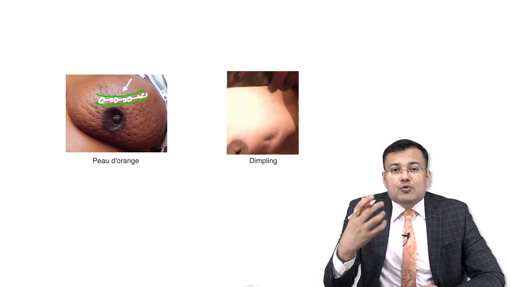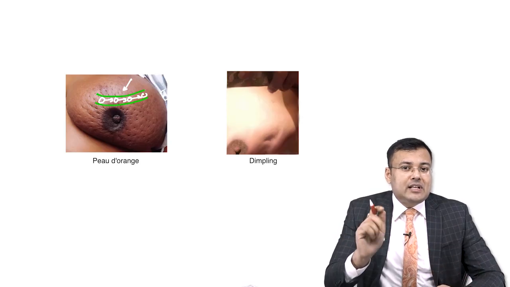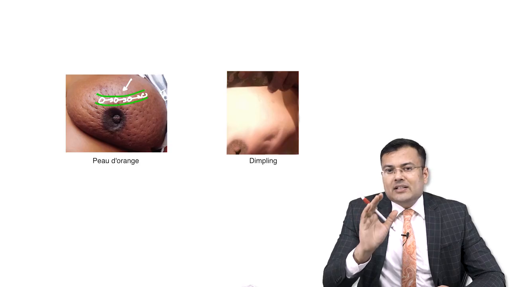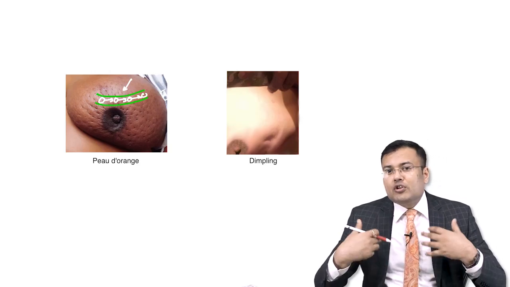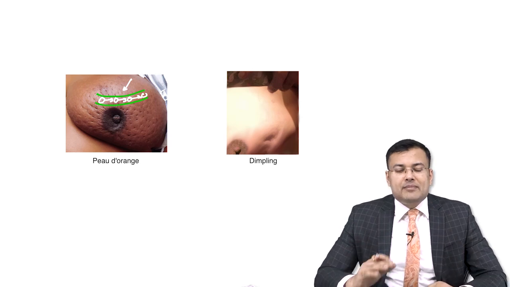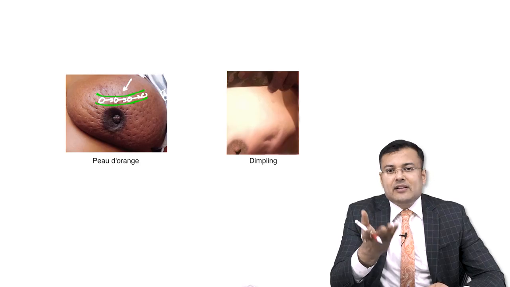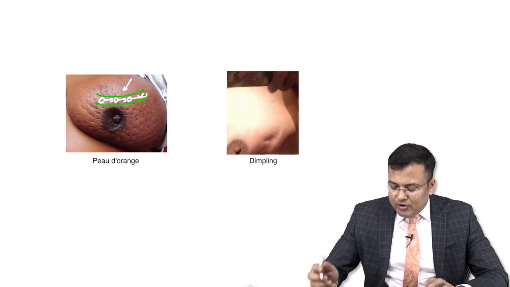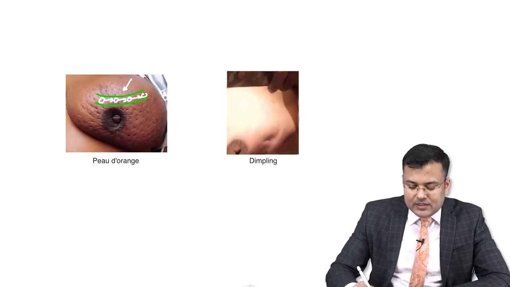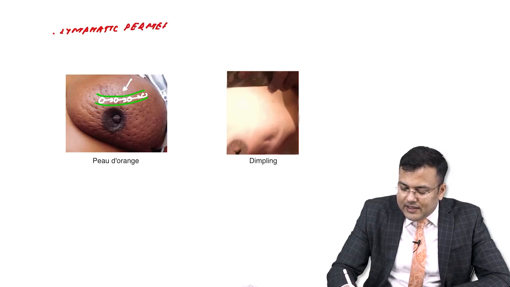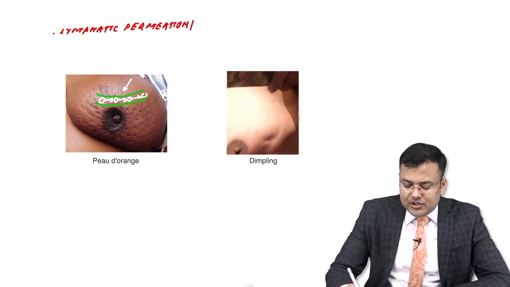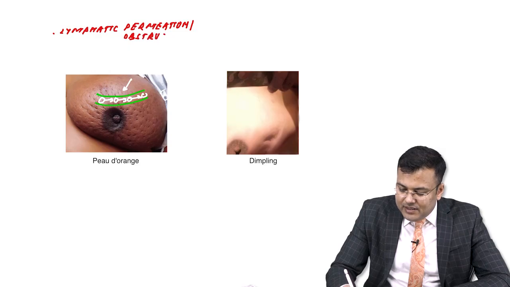So the question is asked, peau d'orange. This is one of the frequently asked image-based questions. Every year in each and every paper, the question is asked. So peau d'orange is the most conspicuous or most obvious sign of breast cancer. Just by looking at the breast, if this sign is there, you can tell that the patient has breast cancer. What's the cause? It is caused by lymphatic permeation, or obstruction by tumor cells.